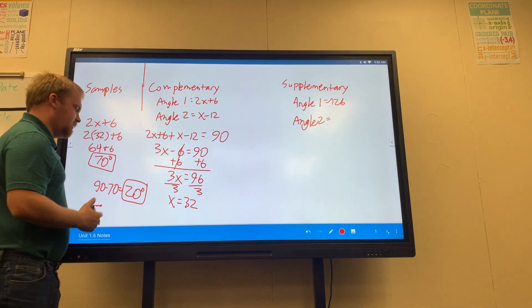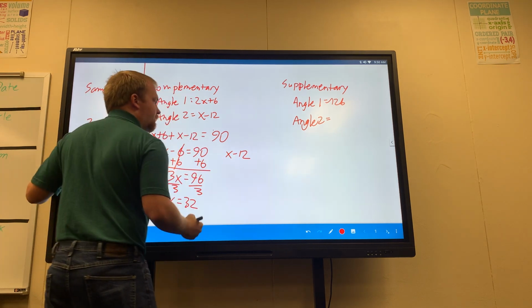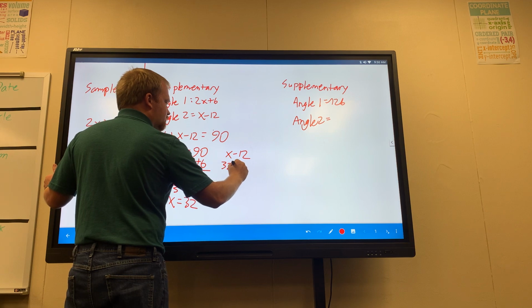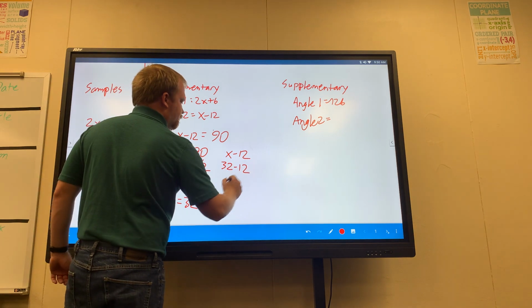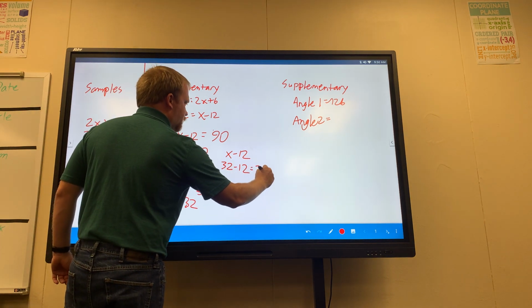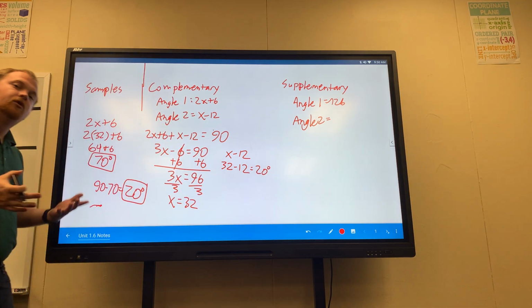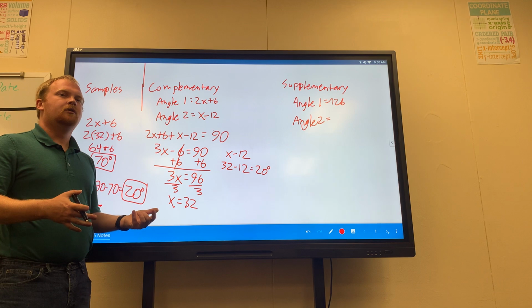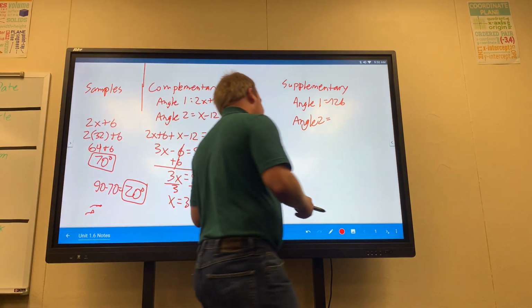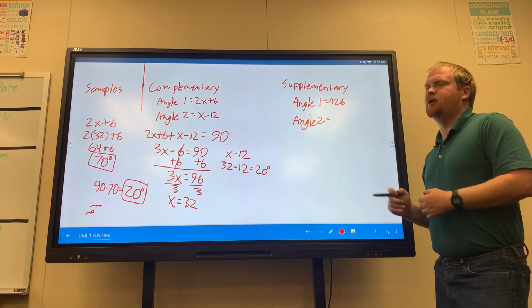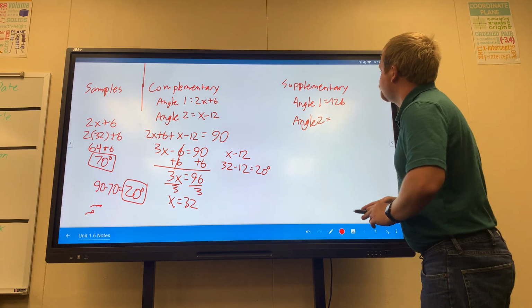And if you guys don't believe me, okay, that's fine. So x minus 12. Remember, I'll replace the x with 32 minus 12. 32 minus 12 will give me 20 degrees. So either way, it does work out. But that's just one way that you can do it. You don't have to do it this way, and you don't have to do it the way I just showed you. Just pick one way, stick with it. Pick the one that makes the most sense to you.